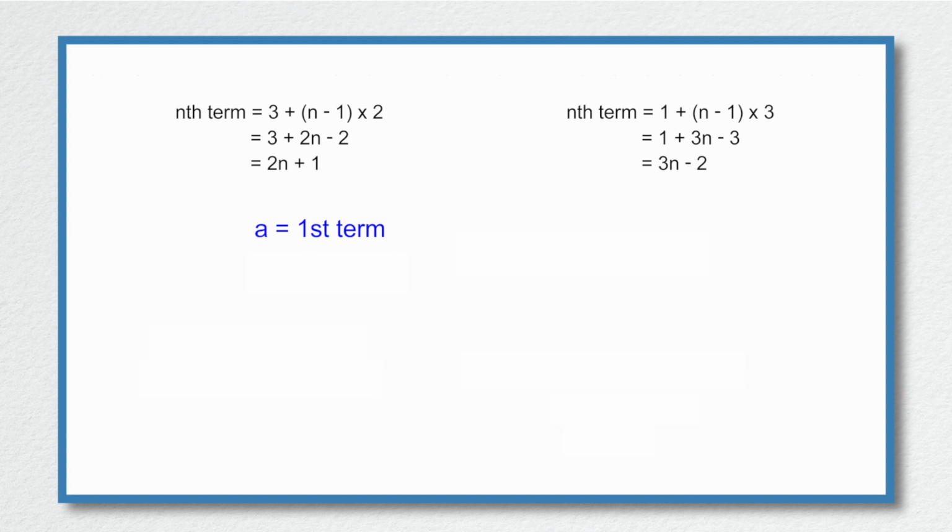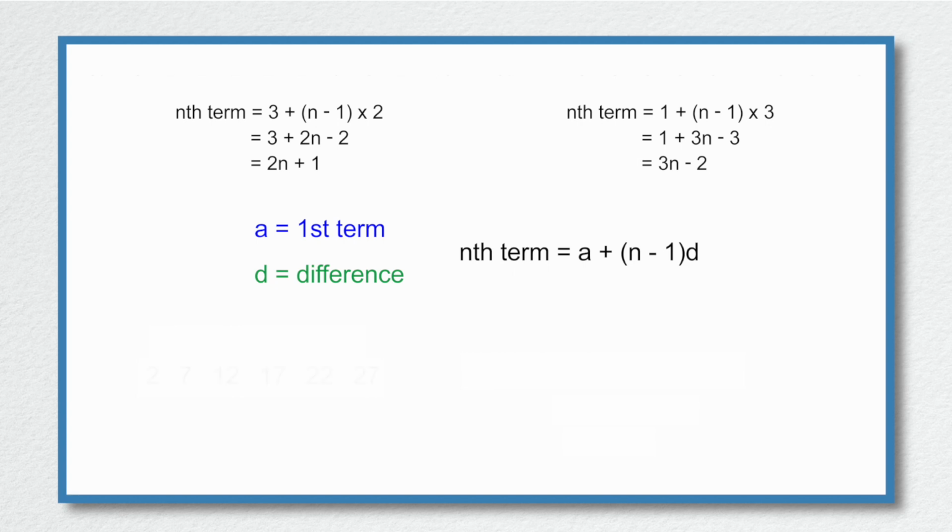And for the difference between each term, we're going to use the letter D. And so for the nth term, we can write a general rule for arithmetic progressions of A add n subtract 1 all multiplied by D.